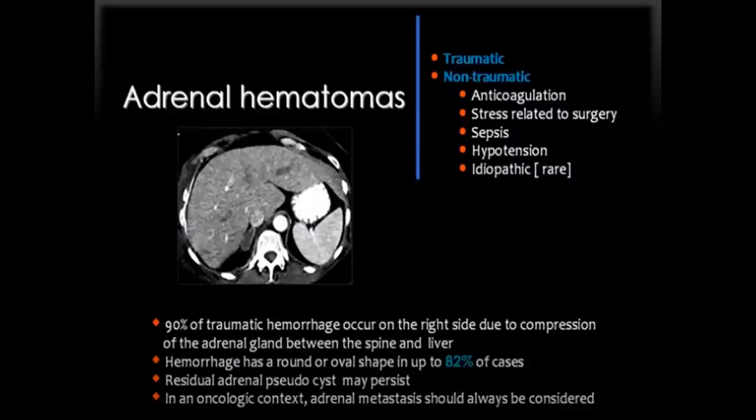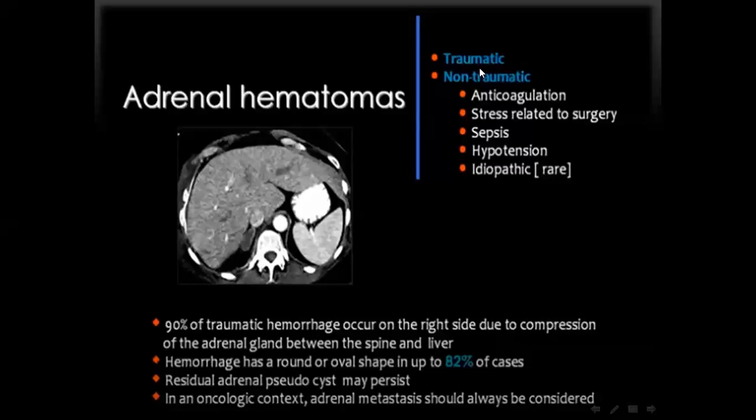Adrenal hematoma. 90% of traumatic hemorrhages occur on the right side due to compression of the adrenal gland between the spine and the liver. Hemorrhage has a rounded or oval shape in up to 82% of cases. Residual adrenal pseudocysts may persist in an oncologic context. Adrenal metastasis should always be considered.